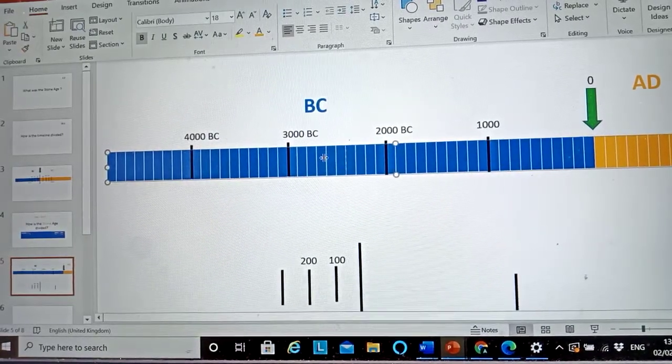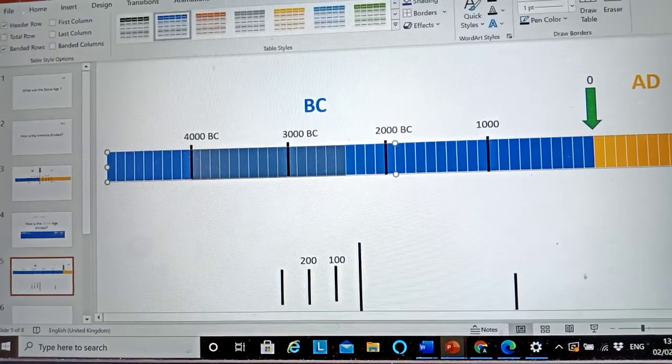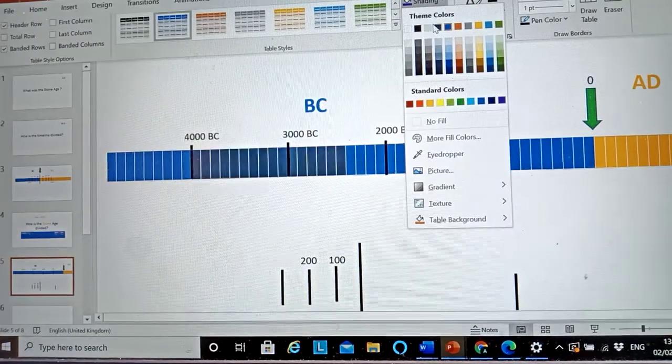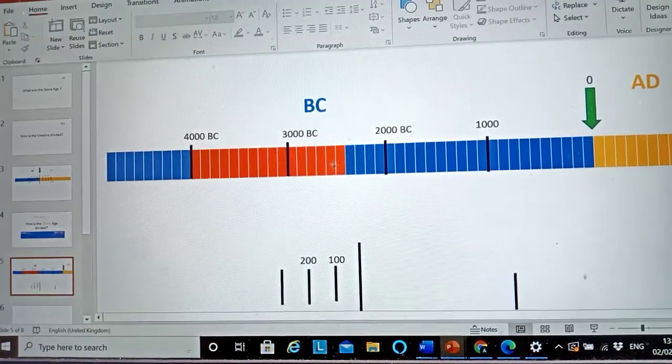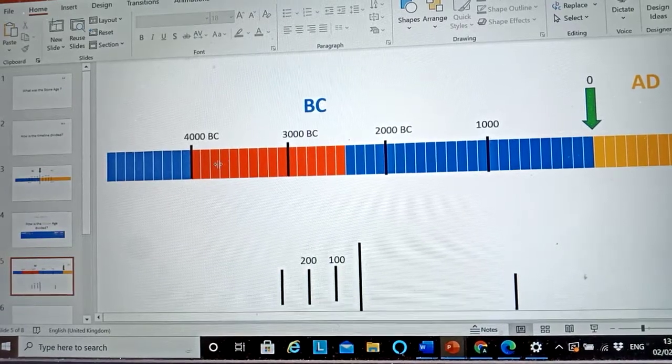And it lasted, I'm going to try and colour them in. Can I colour them in? I'm hoping I can. It lasted that long. And I'm going to colour the Mesolithic in. What shall I colour it in? I'll colour it in, it's not Meso, sorry, it's the Neolithic. I'll colour it in red. So the red ones are the Neolithic.